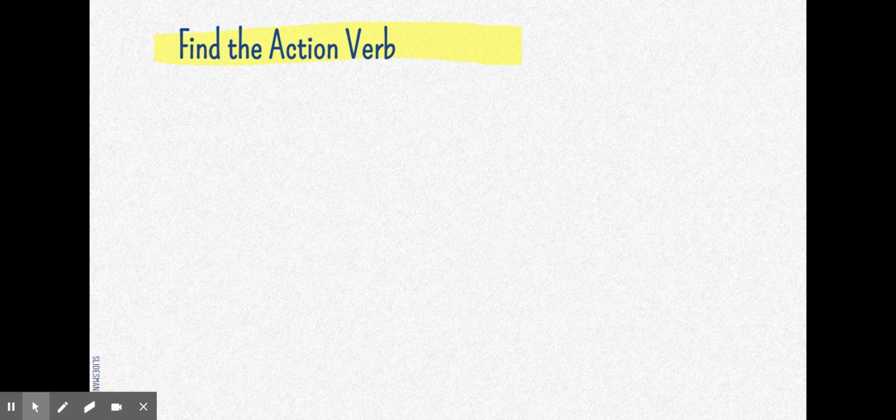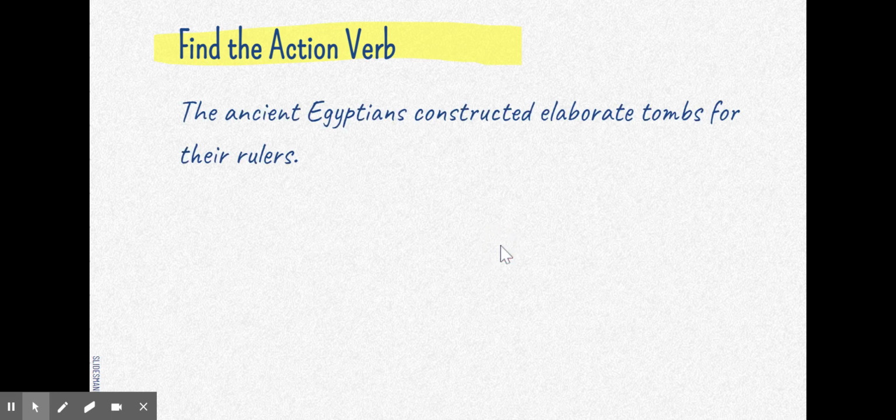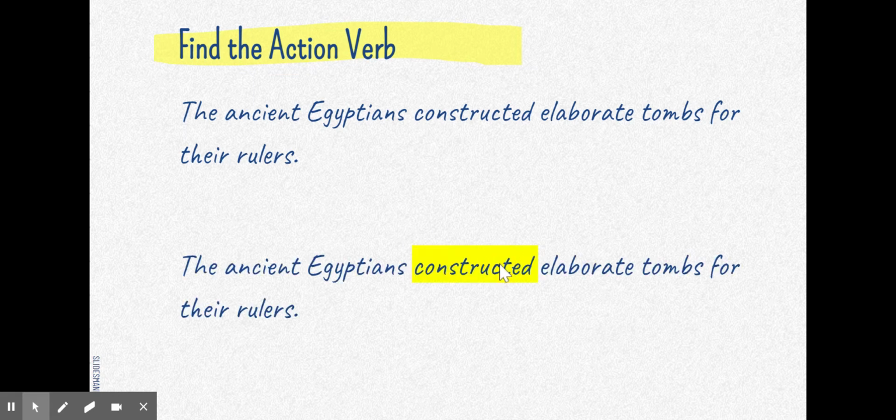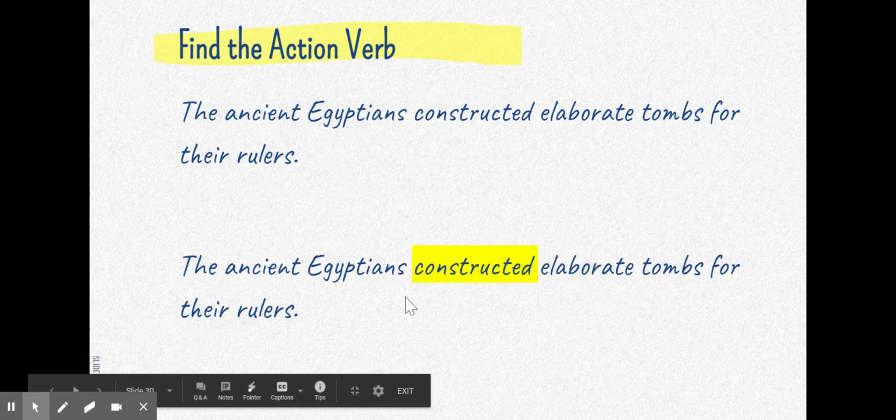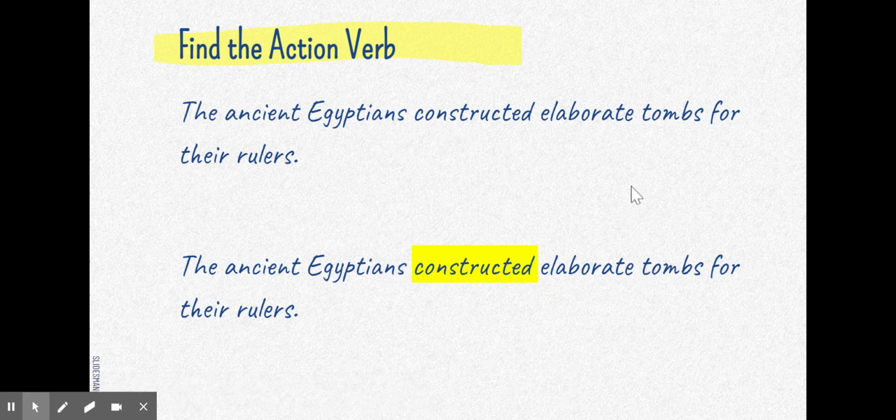So let's practice finding some action verbs. In this first sentence, the ancient Egyptians constructed elaborate tombs for their rulers. Go ahead and try to find the action verb in that sentence and highlight it in your notes. I'll show you the answer in just a moment. Our answer here is constructed. Constructing is what the Egyptians are doing in this sentence, and that makes it the action verb, constructed.